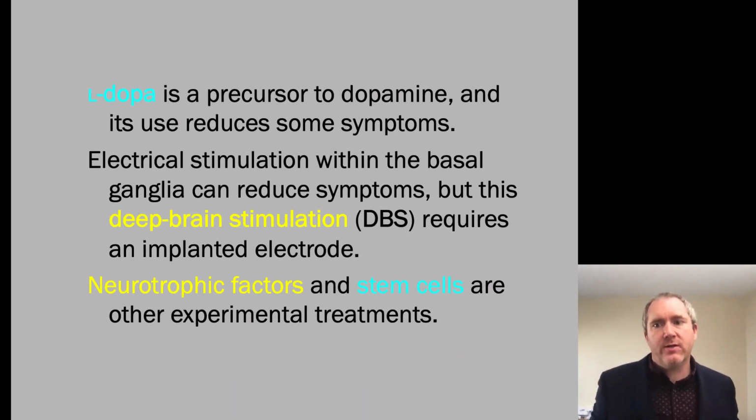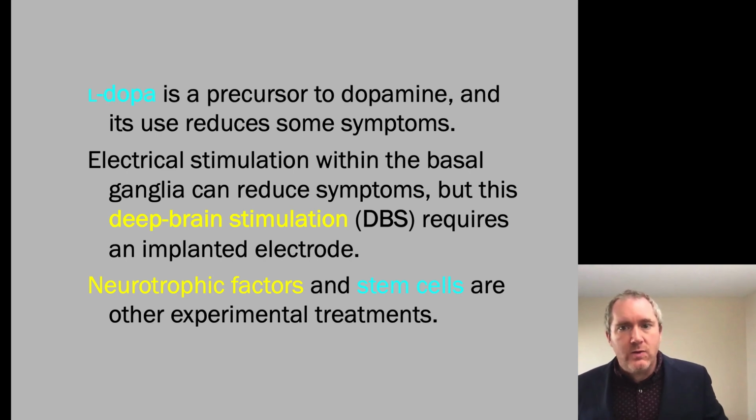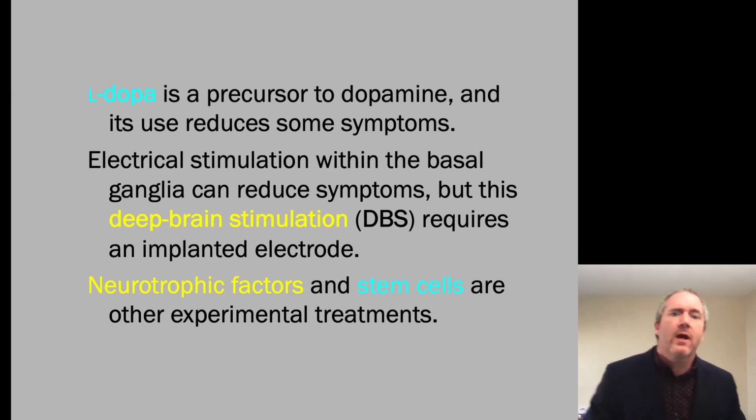L-DOPA is a precursor to dopamine, and its use reduces some symptoms. A lot of this work was done initially by a neuroscientist by the name of Arvid Carlsson, who went on to win the Nobel Prize for his work showing that dopamine has a role in movement. What he did is he took rabbits, and he used a drug called reserpine to deplete their vesicular stores of really all monoamines. And then he treated the animals with L-DOPA and showed that restoring dopamine alone was sufficient to render these now paralyzed animals mobile again.